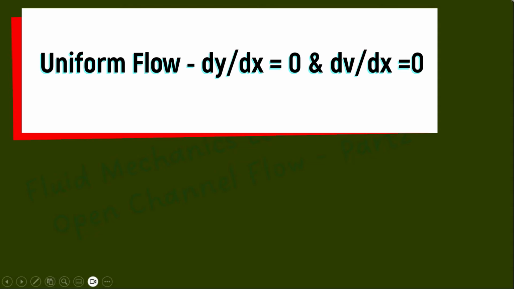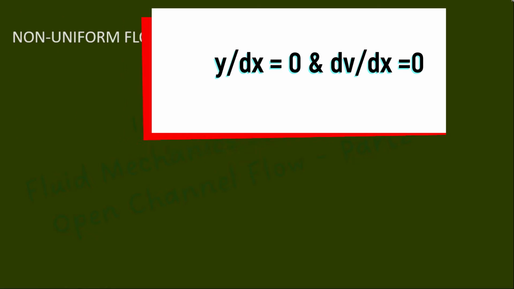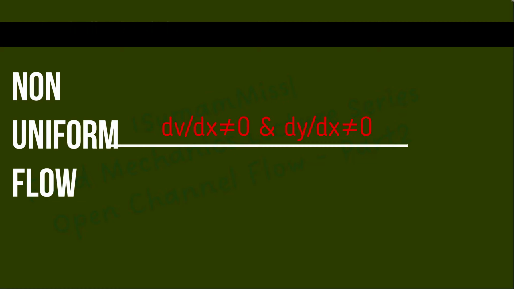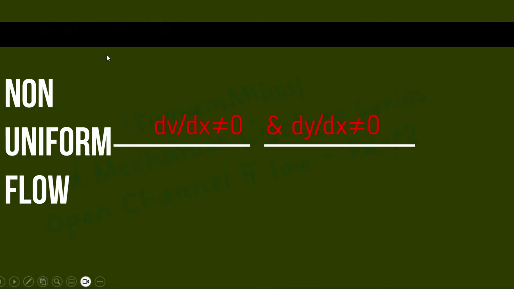In non-uniform flow, the flow characteristics, that is flow velocity and flow depth, are changing in the direction of the flow. Whether this variation is in small rate or in large scale, it varies in the direction of the flow. Non-uniform flow is classified into gradually varied flow and rapidly varied flow.